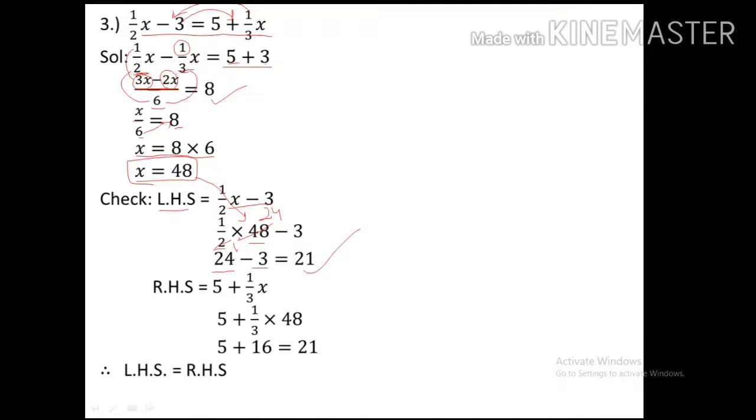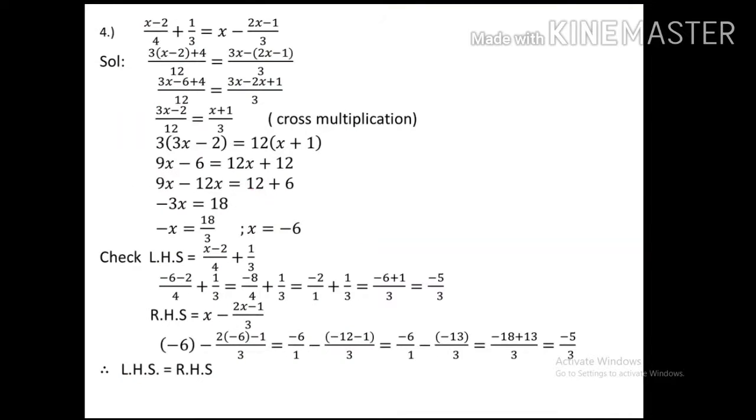This is LHS part. Now RHS part, that is 5 plus 1 upon 3x. So 5 plus 1 upon 3 into x value we have to put, that is 48. Now when we cancel by 3, 3 1 ja 3, and here 3 6 ja 18. So the value will come 5 plus 16, it will come 21. So LHS and RHS both are equal, that is 21. So our solution is correct. Now come to the next one, that is question number 4.